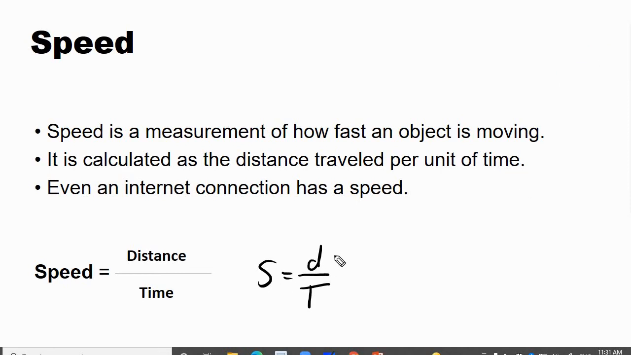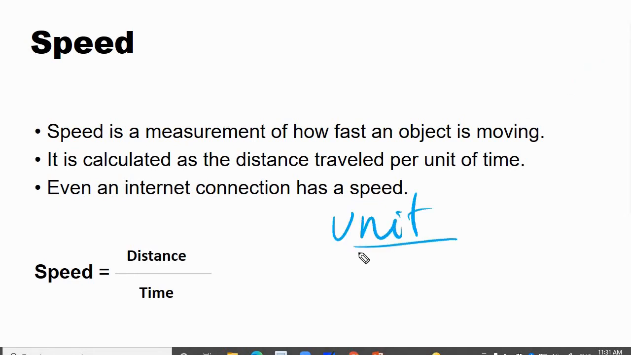Now, when you read a problem about speed, you should focus on the units. The unit is so important to understand what the problem talks about. It talks about speed, distance, and time. You should focus on the unit.